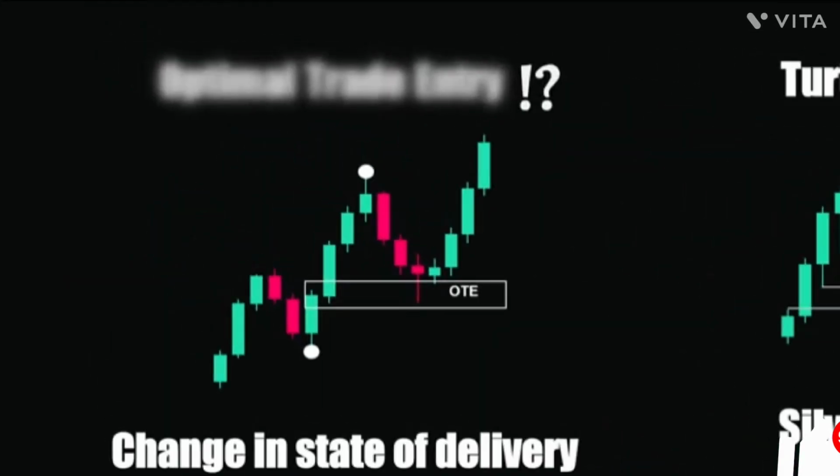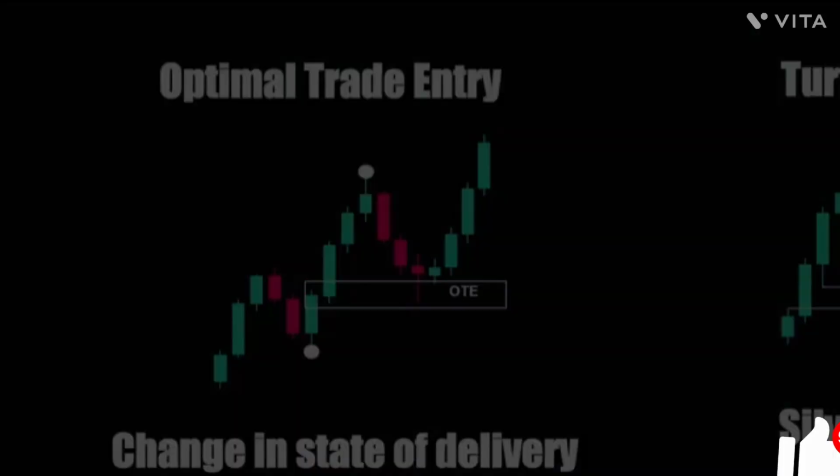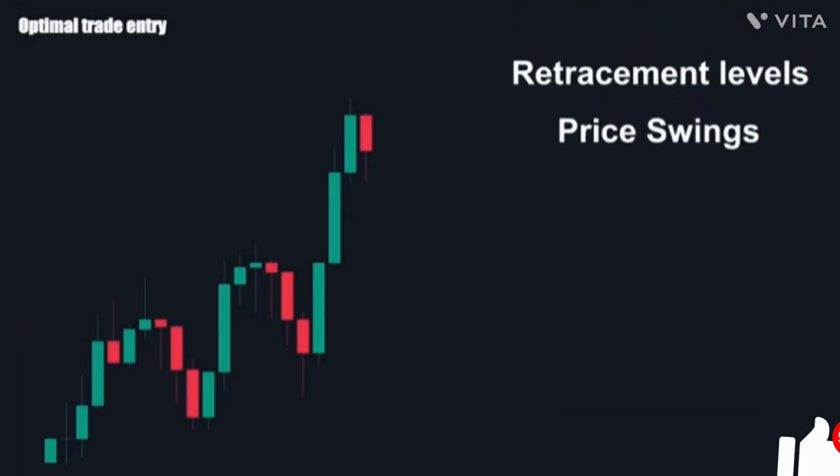Finally, we have ICT's Optimal Trade Entry, or OTE. This strategy mainly relies on Fibonacci retracement levels and key price swings to predict the start of strong impulsive moves and set potential targets.